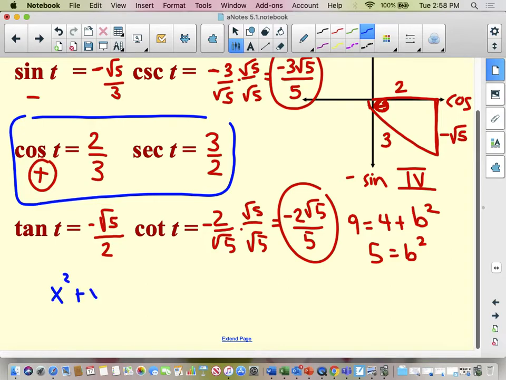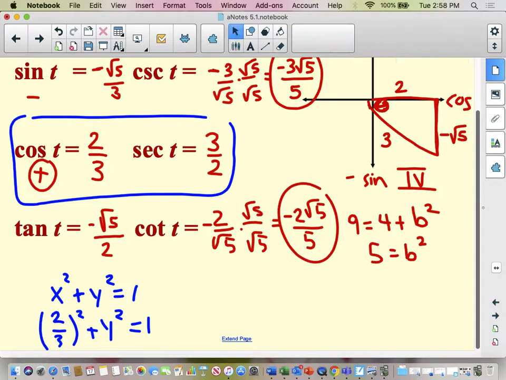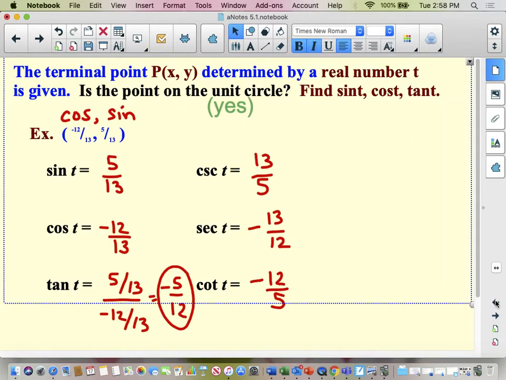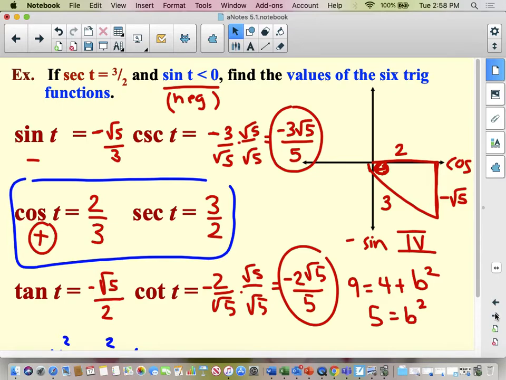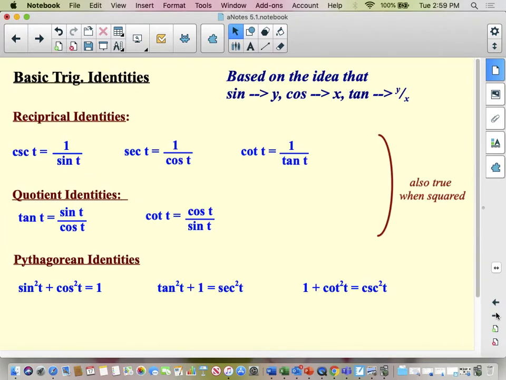X squared plus y squared equals 1. I know my cosine is x, so that would be 2/3 squared, and then from there, you can figure out y. And y is sine. And once you know sine, you know cosecant. And if you know cosine and sine, you can use those ratios to find tangent. Okay, so we kind of did something like that in this previous example. So you have options, which honestly is what makes some of this hard.